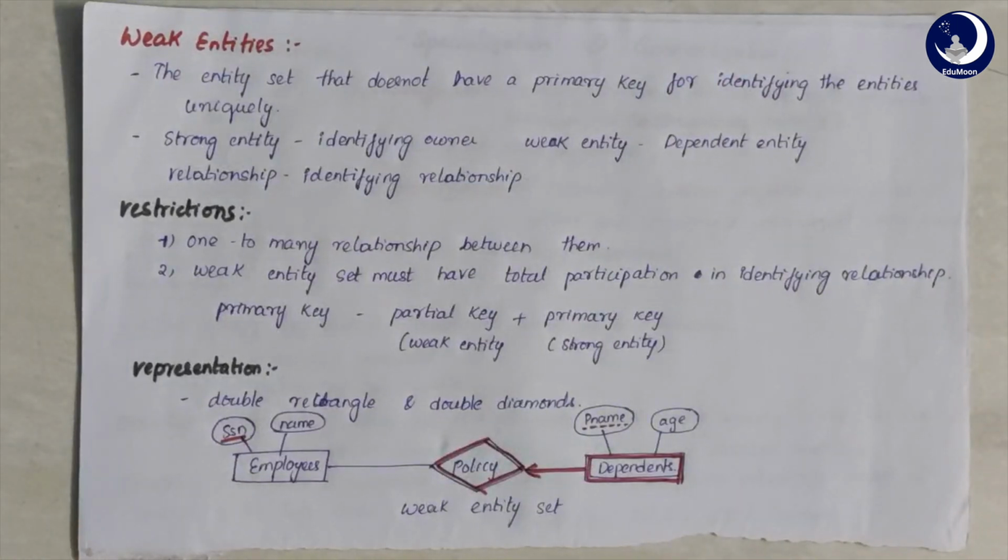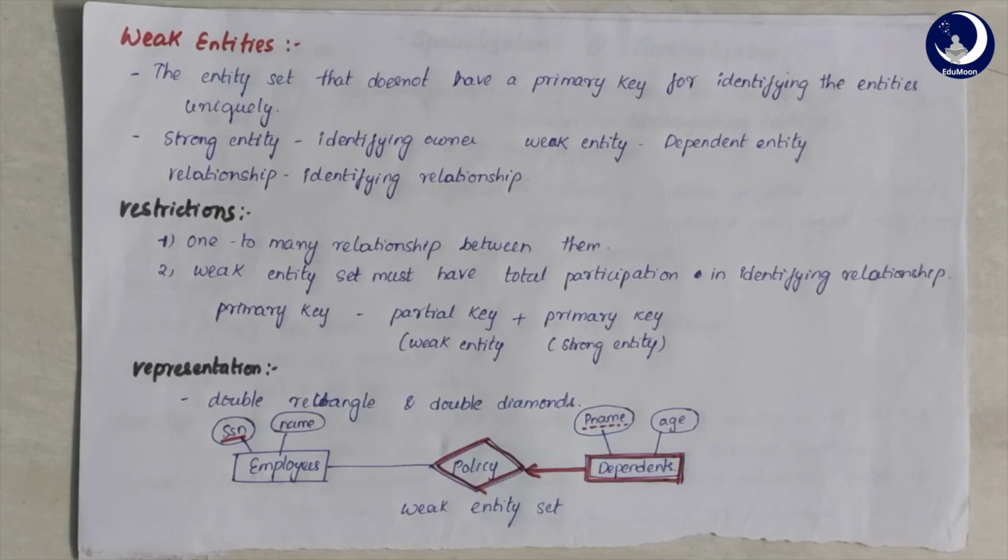We have already discussed weak entities in our last video, and I recommend you watch that video for better understanding. But I'll be giving a brief explanation about weak entities in this lecture also. So weak entities, as we know, are entity sets that do not have a primary key. As we don't have a primary key, we have to build a primary key by depending on another strong entity.